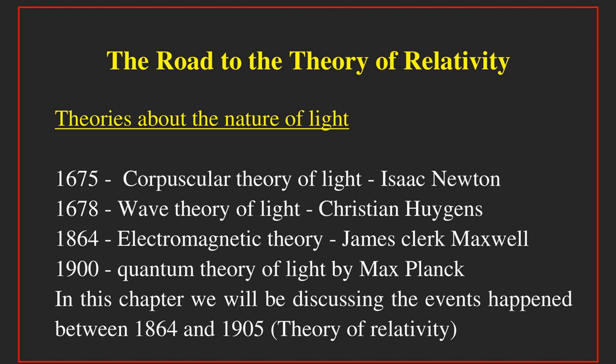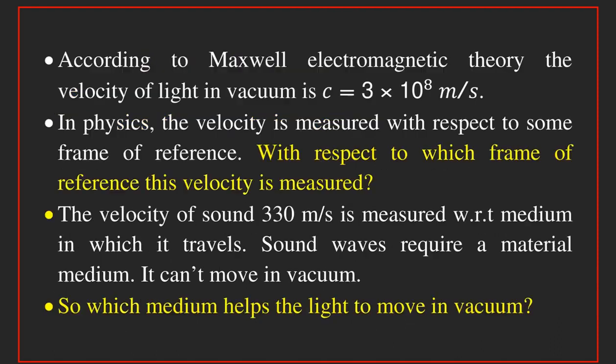And in 1900, there is the currently accepted theory called the quantum theory of light, which was formulated by Max Planck. And this theory in a way mixes both the particle nature and wave nature of light. It is called the dual nature of light. So in this chapter, we will be discussing the events that happened between 1864, in which electromagnetic theory was published, and 1905, in which the theory of relativity by the most famous scientist Albert Einstein was published.